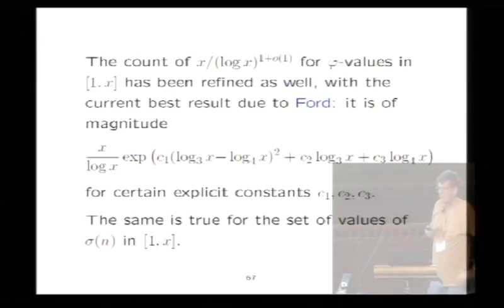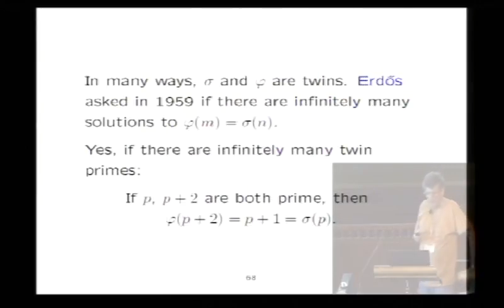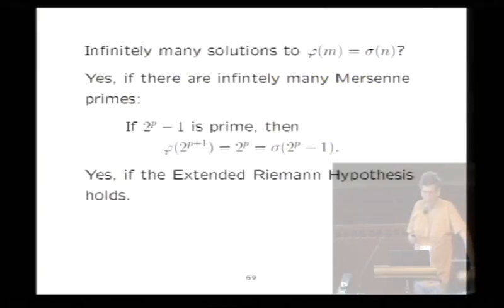Now, the sum of divisors function, sigma of n, is very similar, and in some sense they're twins. Erdős asked in the late 50s if the ranges of phi and sigma had an infinite intersection, and it's easy to see that the answer to this is yes, if there are infinitely many twin primes. That's not yet been proved, although maybe Jean comes close. If p and p plus 2 are both prime, then phi of p plus 2 is the same as sigma of p. It's also true if there are infinitely many Mersenne primes, primes that are 1 less than a power of 2, as you can see on the slide.